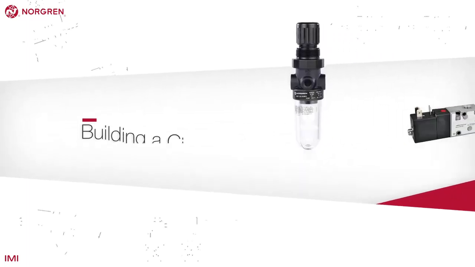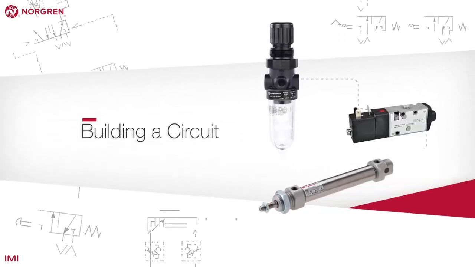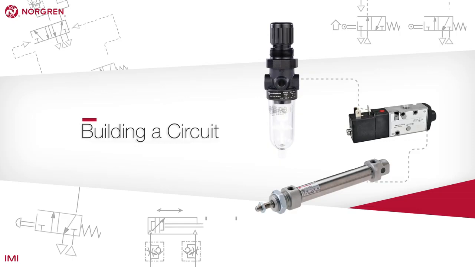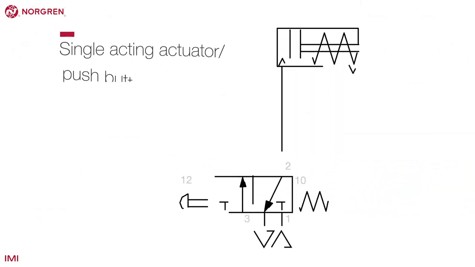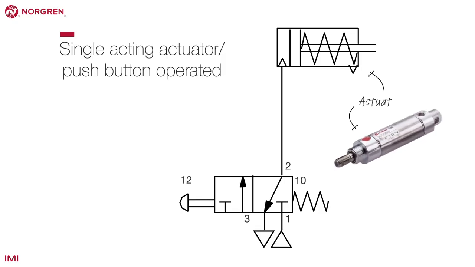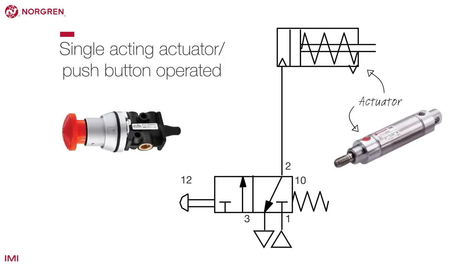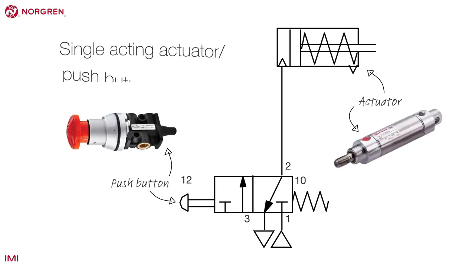In this module, we will see some circuit diagrams coming together and operating. It's a chance to see how different components discussed in other modules work together. You'll also see how we can start with a simple circuit and add to it, creating safer systems or enhancing functionality. The first example is a simple circuit consisting of a single acting actuator operated by a push button.